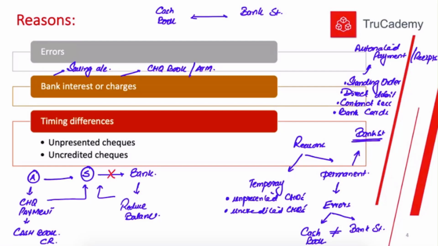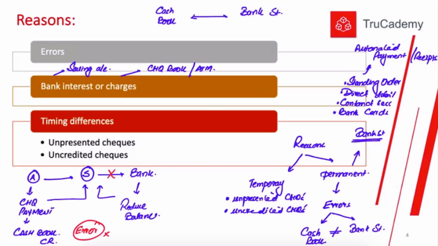Now this is basically what we call an unpresented check. Remember, this is not an error. This is just a timing difference. I recorded a check as a payment, but it is unpresented to the bank and the bank didn't reduce my balance, but the bank eventually will reduce the balance in the near future. So this is called a timing difference.